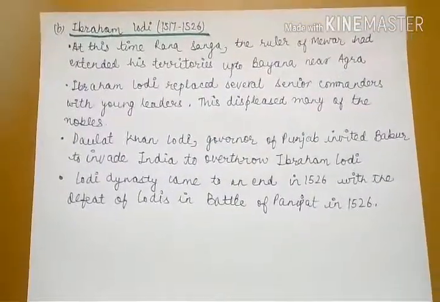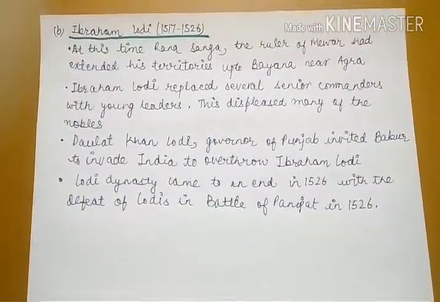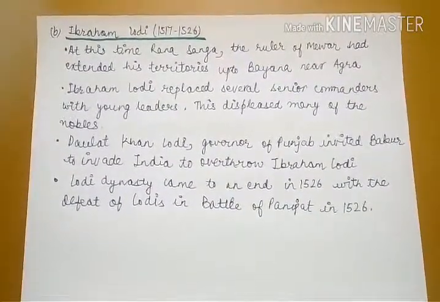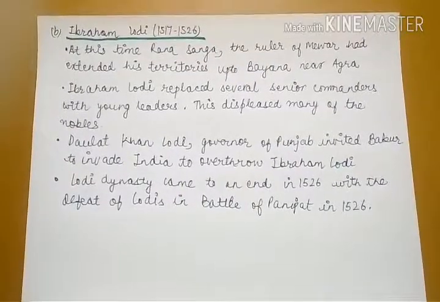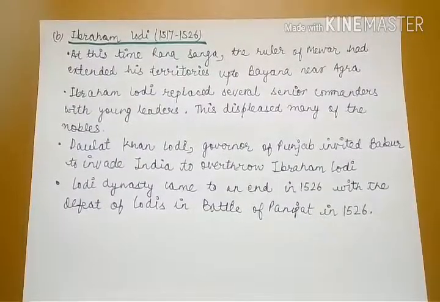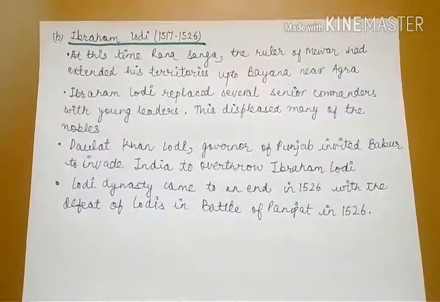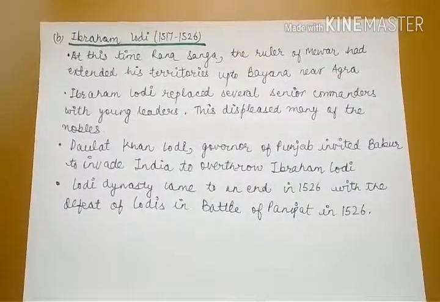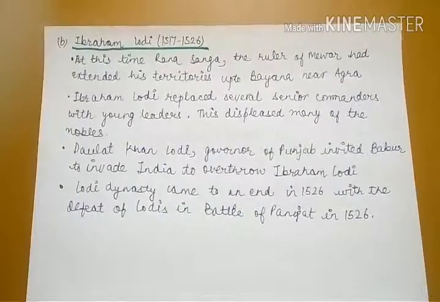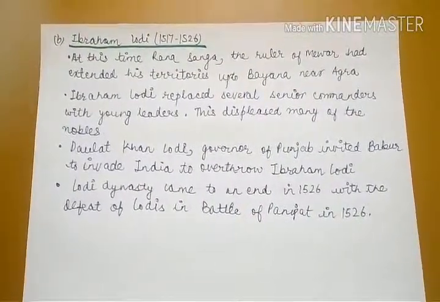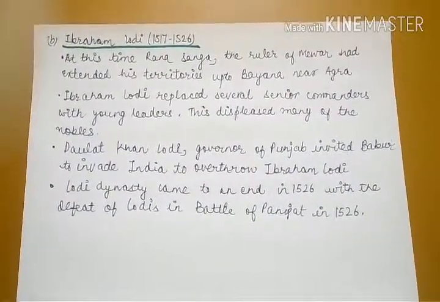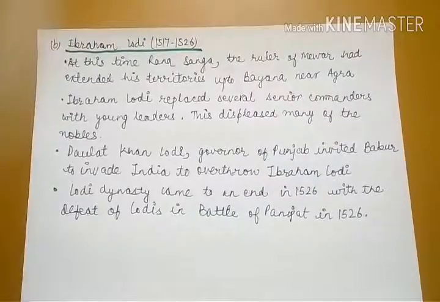Ibrahim Lodi ruled after Sikandar Lodi. His time was 1517 to 1526. At this time, Rana Sanga, the ruler of Mewar, had extended his territory up to Bayana near Agra. Many nobles were displeased with Ibrahim Lodi because he replaced several senior commanders with young leaders. Daulat Khan Lodi, the governor of Punjab and uncle of Ibrahim Lodi, invited Babur to invade India to overthrow Ibrahim Lodi. As a result, the Lodi dynasty came to an end in 1526 with the defeat of the Lodis in the Battle of Panipat.